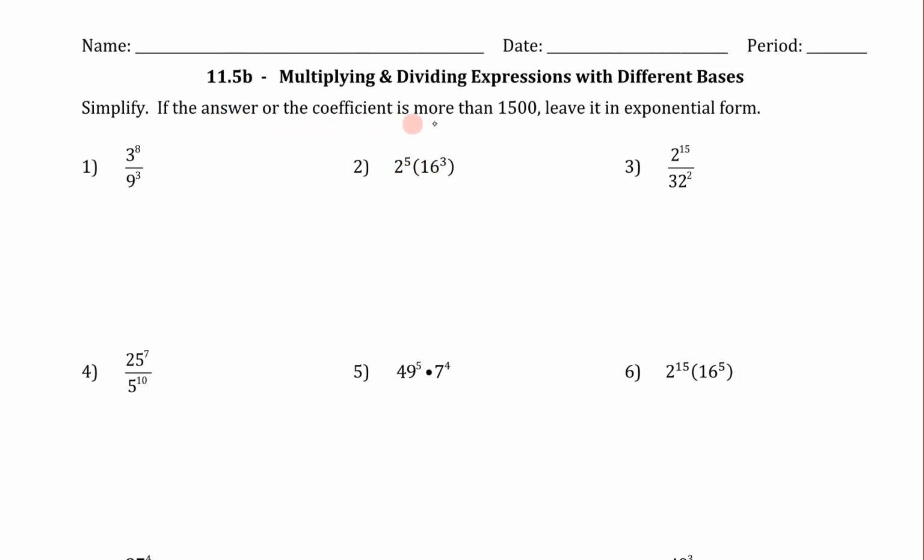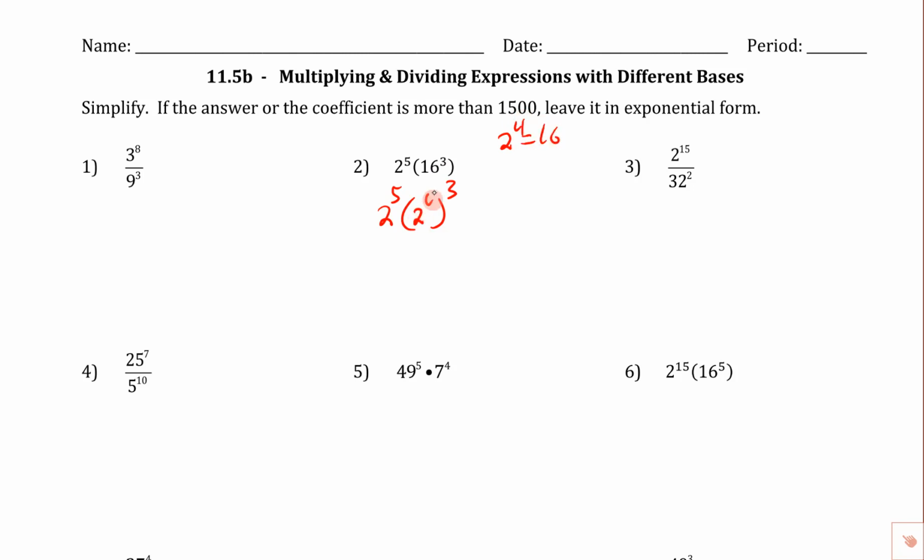Quick reminder, if the answer or the coefficient is more than 1500, we're going to leave it in exponential form, so we'll just keep that in mind. Remember, this is 2 to the 5th, and 16 is a power of 2. So what I can do is replace the 16. Notice I've got everything written down except for the 16. 2 to the 4th is 16.